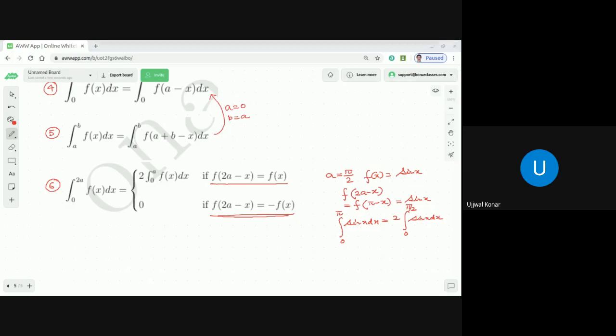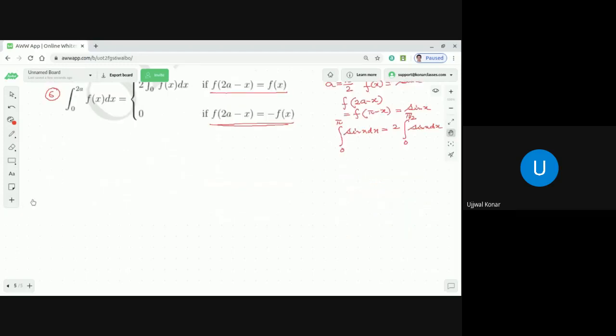I have 2 more properties left. The 7th property I'm going to discuss is also very, very important. These properties are extremely important, especially, I repeat, for integration of trigonometric functions. So what is that?